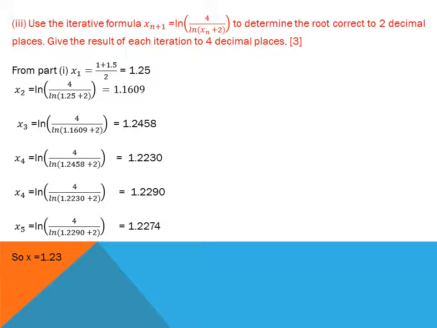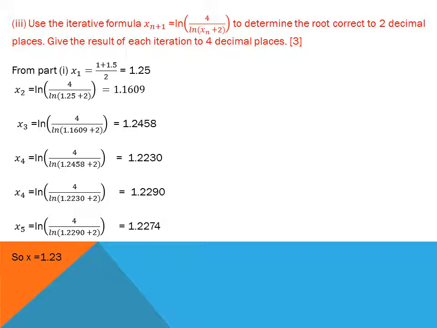Now, part number 3 is the iterative formula. You should find the values by using the iterative formula. Determine the root correct to two decimal places. Give the result of each iteration to four decimal places. You should take each iteration to four decimal places, otherwise your answer is wrong.